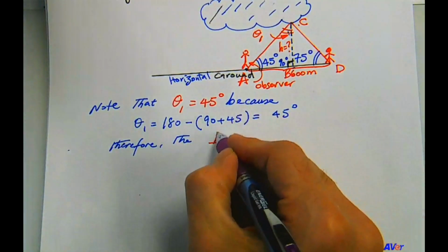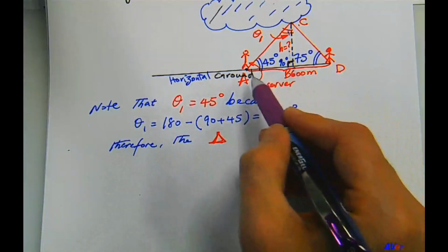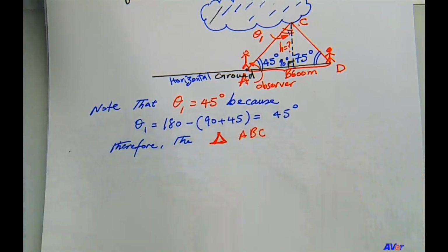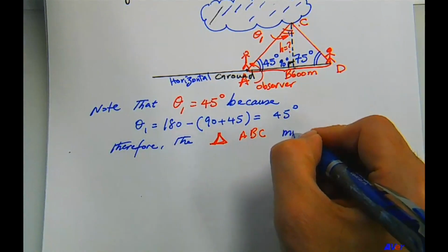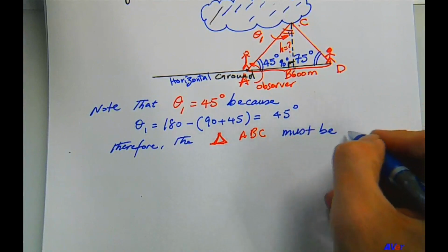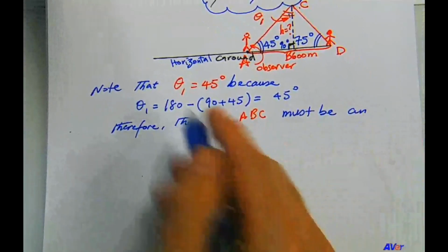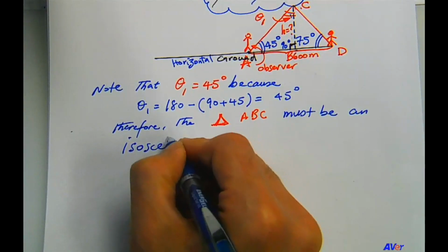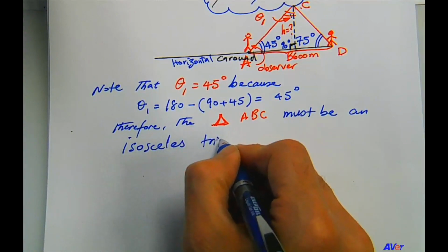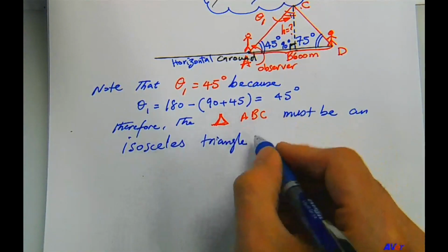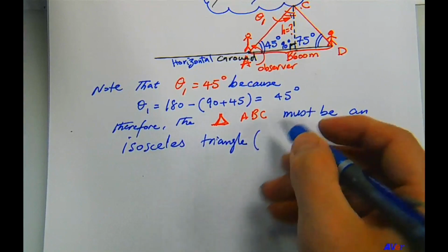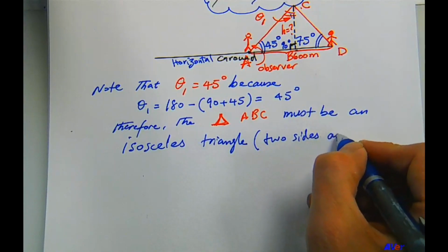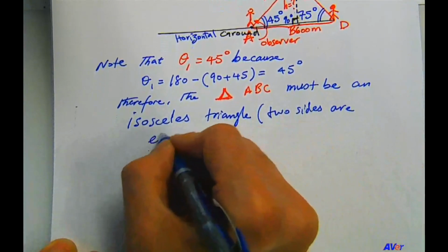Okay, so we're looking at the triangle ABC. All right, ABC must be an isosceles triangle. That is, two sides are equal to each other.